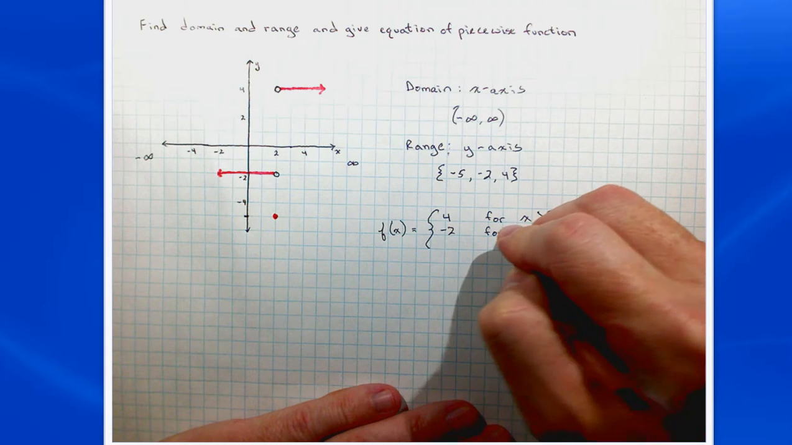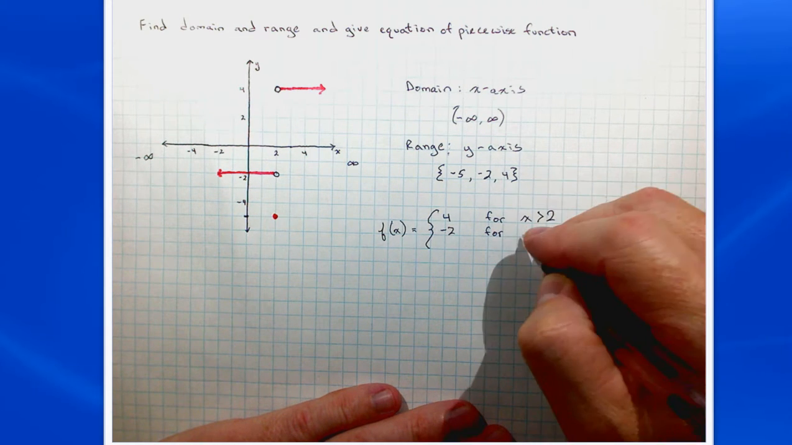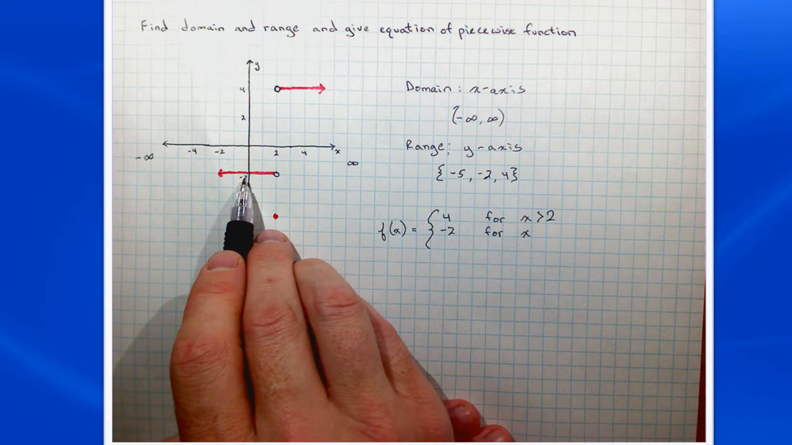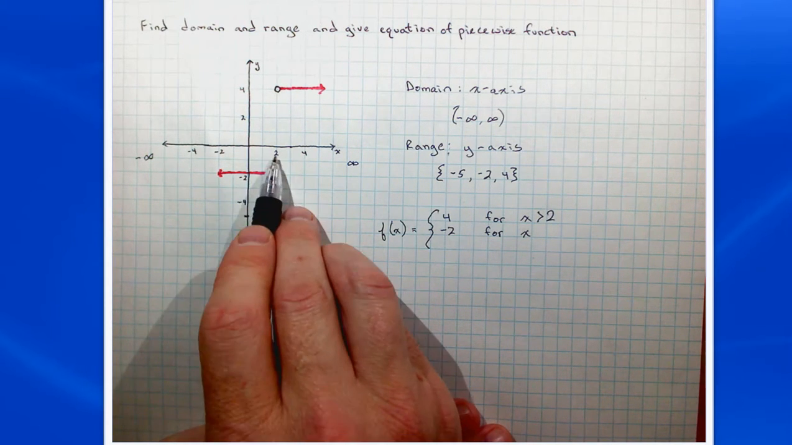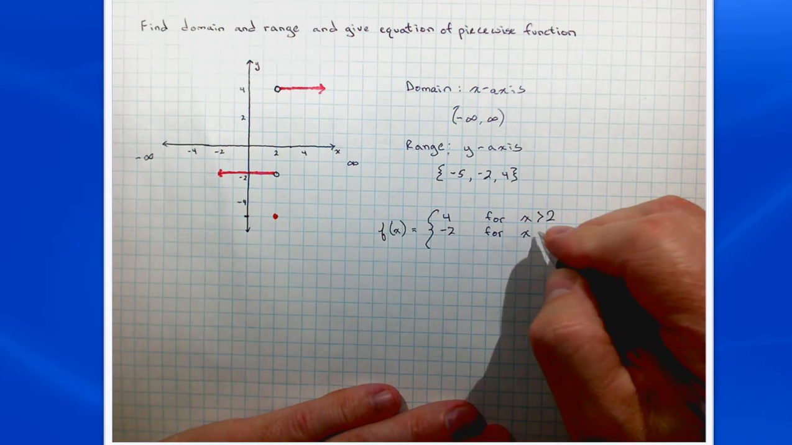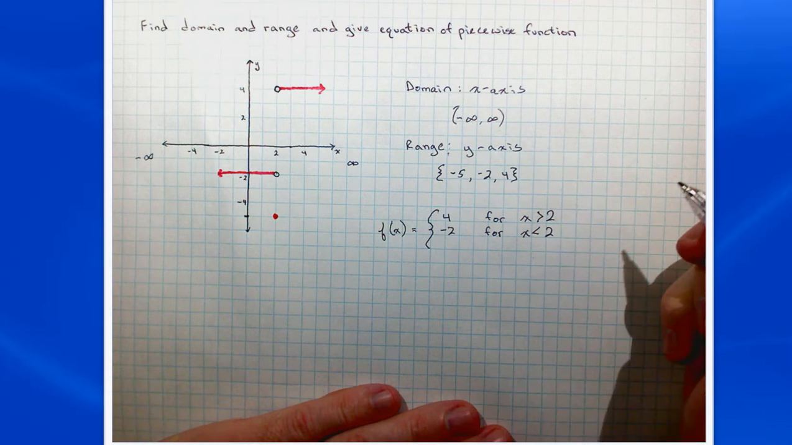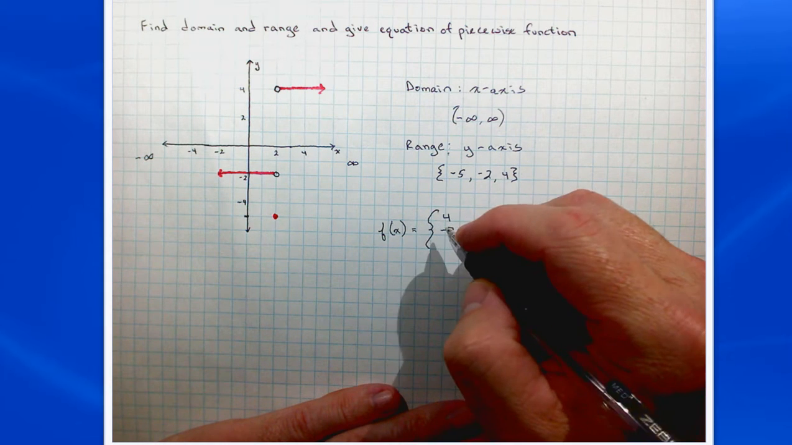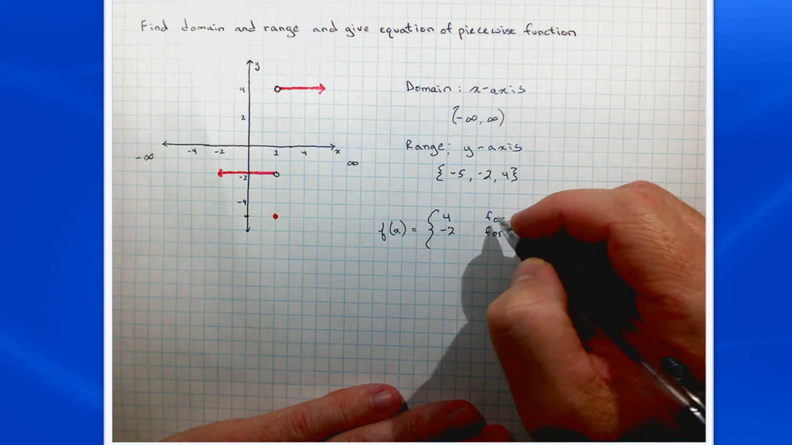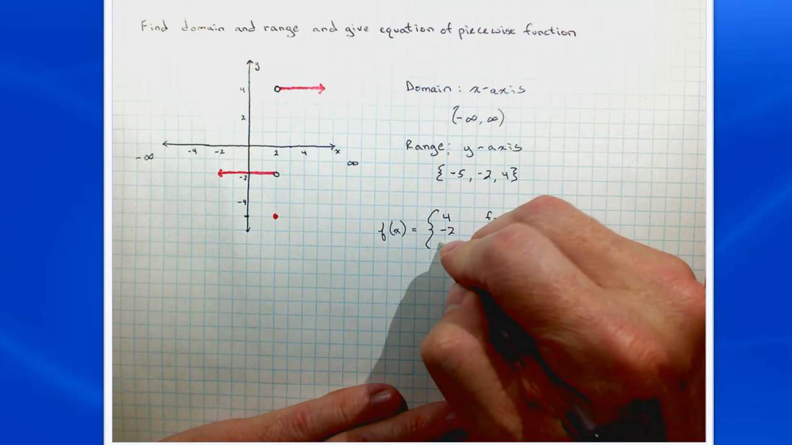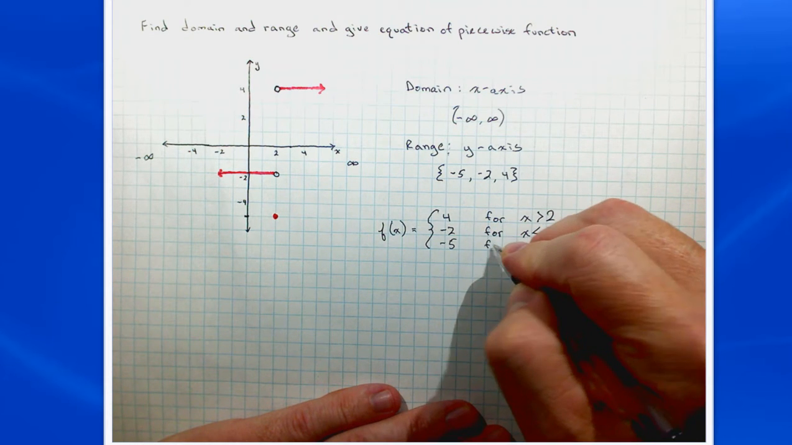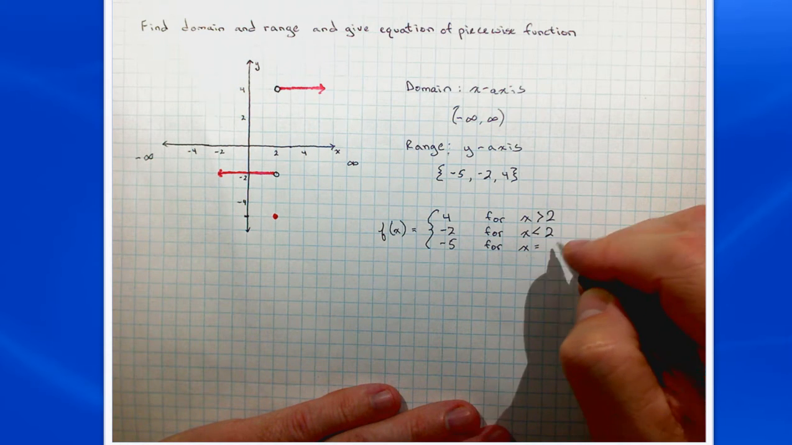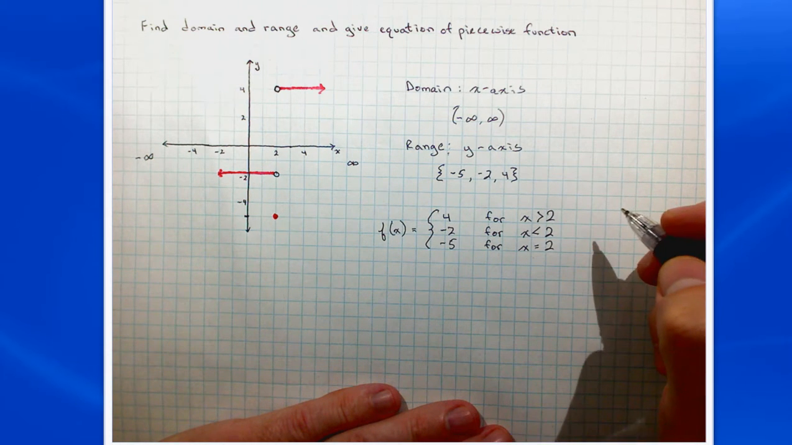And then my next one, how about negative 2? Here is my y value of negative 2, and I look at my x values. That's for x less than 2. And then my final one is for whenever y is negative 5. Therefore, x will be equal to 2.